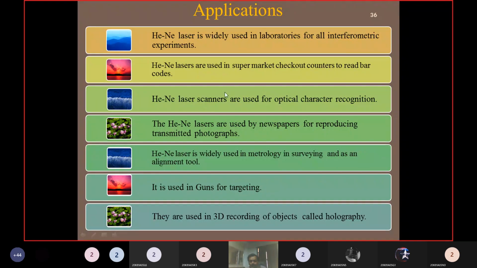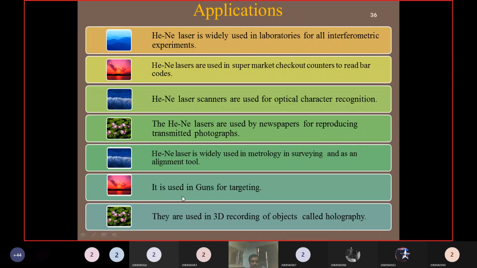In that OCR scanner, we use the helium neon lasers. Next one, the helium neon lasers are used by newspapers for reproducing the transmitted photographs. Next one, helium neon laser is widely used in metrology, in surveying and as an alignment tool. In the metrology department, for surveying objects we use the helium neon lasers.